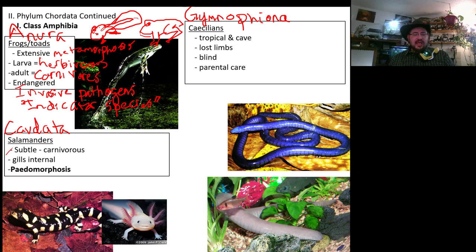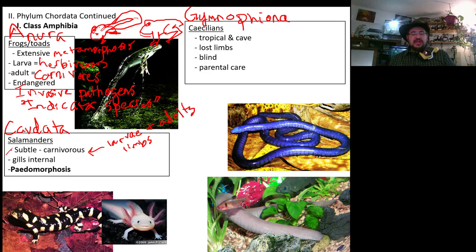All right, caudata, the salamanders. So salamanders have a more subtle metamorphosis, right? The larvae are carnivorous, just like the adults. So the larvae and adults are carnivorous, right? In addition, the larvae tend to have limbs much sooner. So they develop limbs. It's not just sort of the end stage of metamorphosis. The larvae tend to have eyes more closely positioned to the adults.